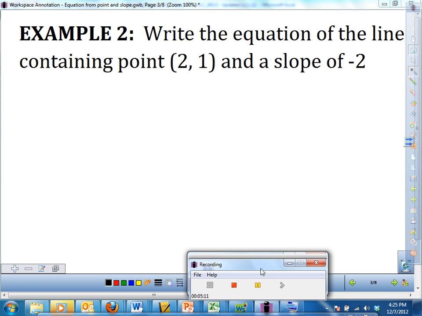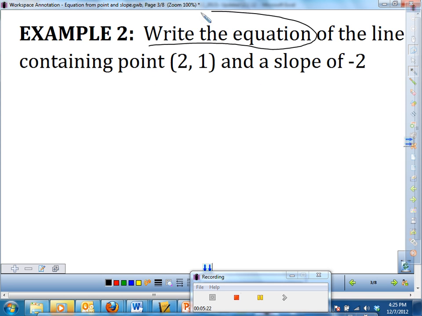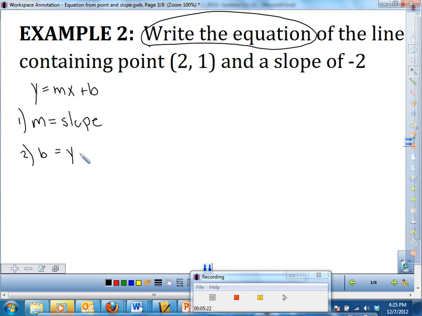Alright, so let's do example number 2. I'm not going to rewrite the steps, but refer back to the steps as you go. I would pause the video right now and write down this example. So our first step was write what was given. We're asked to write an equation of the line. So I know that my equation is going to look like y equals mx plus b. And I know to solve that I need two things. Number one, m, or the slope. Number two, I need b, or the y-intercept.